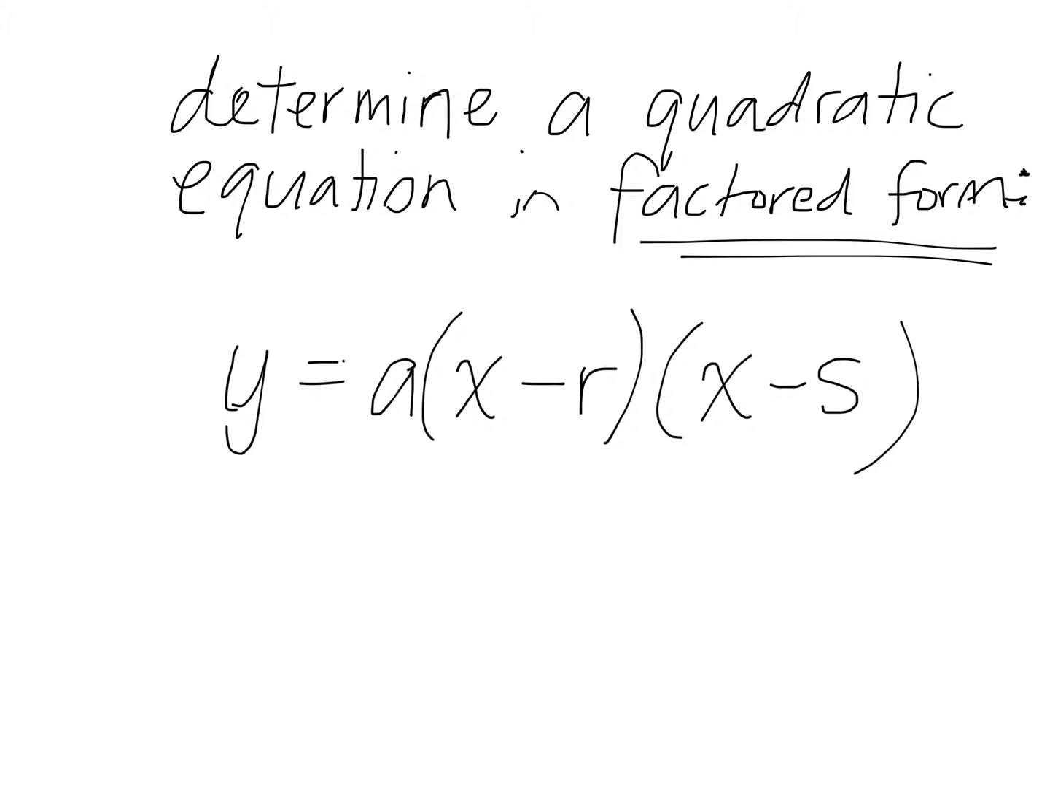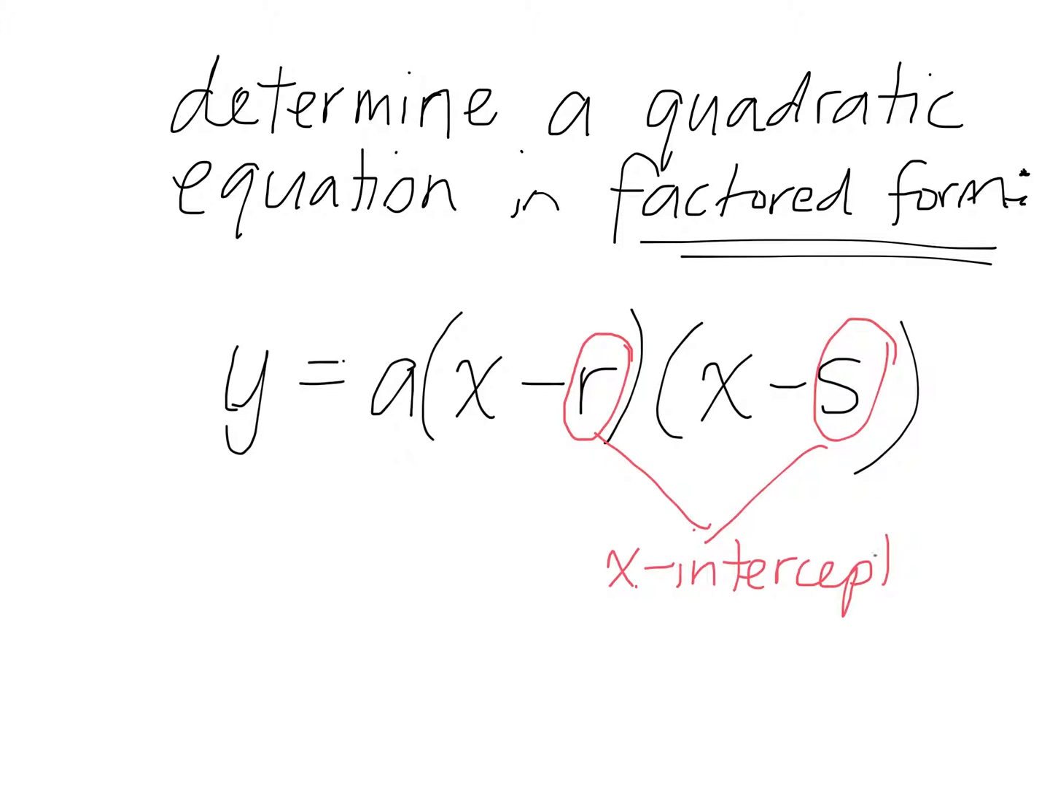There's a bunch of variables in this equation. Let's discuss what each of the variables represent. So R and S represent what? The zeros or the x-intercepts, however we want to call them. Okay, R and S are the x-intercepts. So if you have a graph, you can look at the graph and automatically see where the x-intercepts are, right?